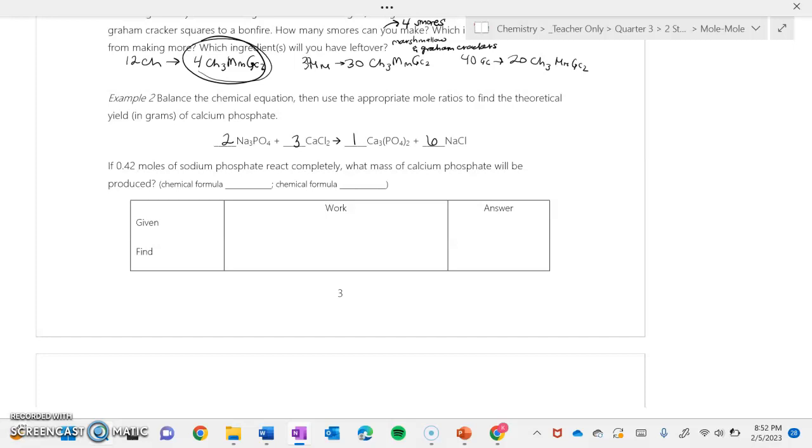So our given here in this problem says if 0.42 moles of sodium phosphate, let's write that, Na3PO4, there's our chemical formula, is going to react completely, what mass of calcium phosphate, that would be this guy, Ca3(PO4)2, we want to know what mass, it's grams, will be produced.